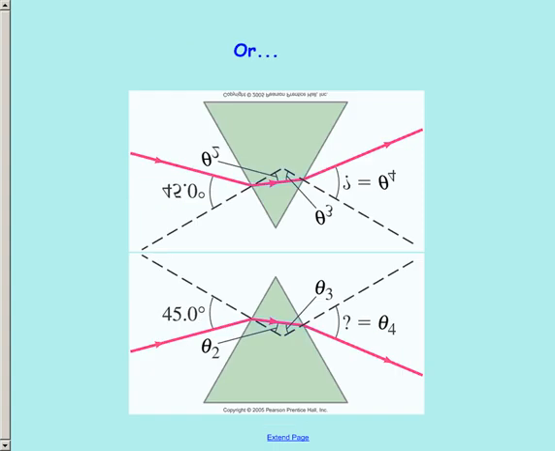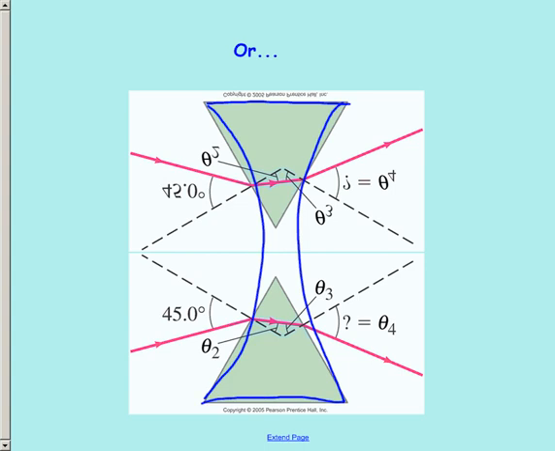We can also put things together like this, in which case our lens is the opposite. It's skinny in the middle and fat on the outside. And what does a lens like this do? Well, it bends light out. So the light coming in from the left is bent out.